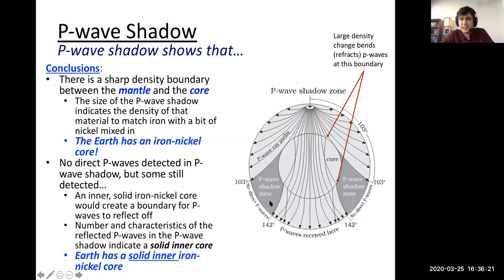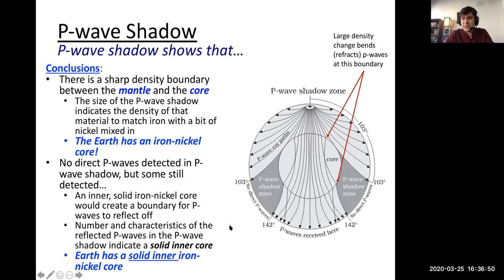Not only the size of the core, but a critical part is what is the density, because more dense, more refraction. So the size of this P wave shadow is giving us the density of this core. We can calculate out what that is. It's nearly pure iron with a little bit of nickel mixed into it. So the P wave shadow tells us that Earth has an iron nickel core.